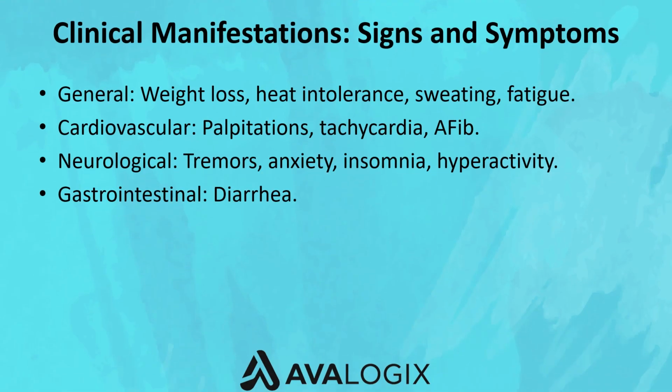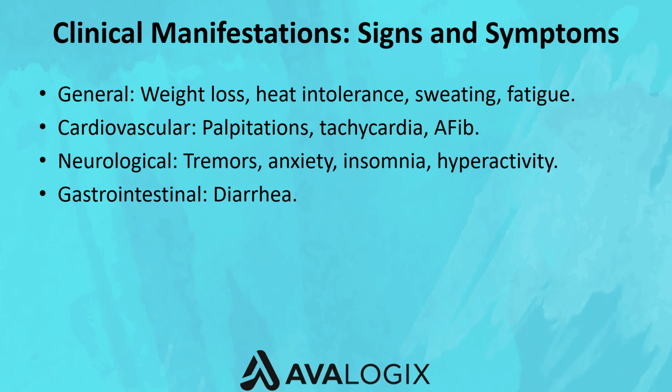Now that we understand the physiology, the symptoms make a lot more sense. Let's break it down by systems. General and metabolic. One of the most telling signs is unexplained weight loss despite an increased appetite. Patients often feel hot all the time, sweat excessively, and feel drained or fatigued, even if they seem energetic.